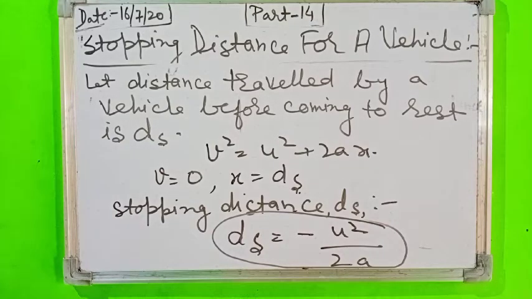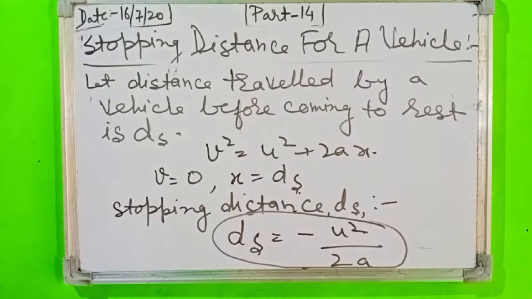Now look here, students, the stopping distance depends upon two factors. The first is with what speed the vehicle is moving, and the second is the quality of your brake, the quality of your braking system. These two things decide the stopping distance of the vehicle.